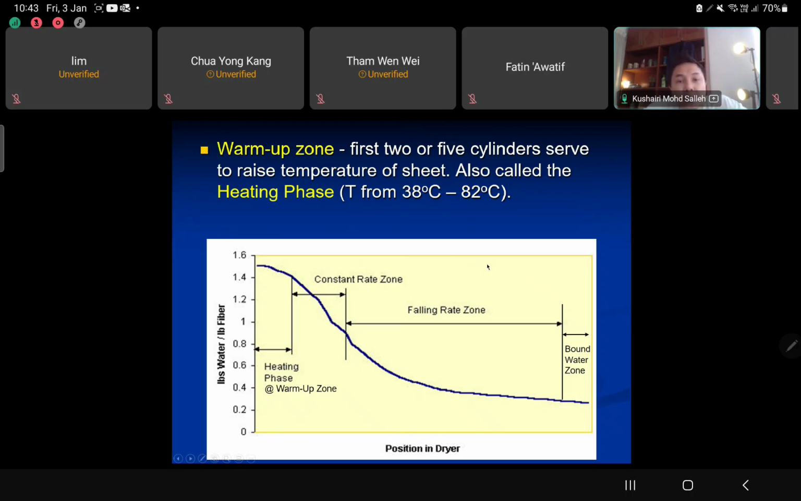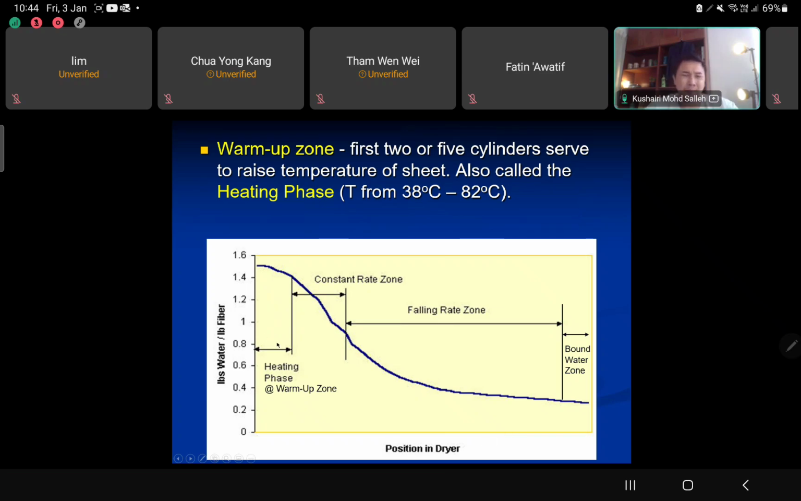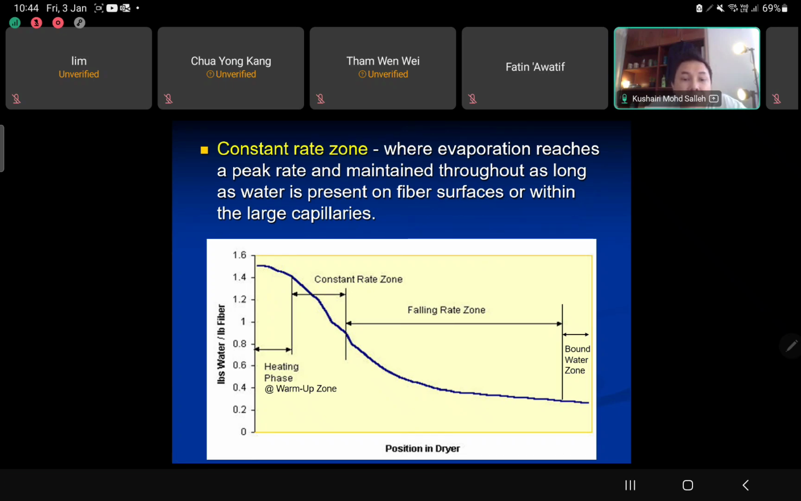So the temperature of the web is about 38 to 82 degrees Celsius. This is the heating phase. The amount of water is still decreasing compared to the weight of the fiber. Even though in the heating phase the temperature is not that high, you need to consider that between 38 and 82 degrees Celsius, some of the water is evaporated from the web.